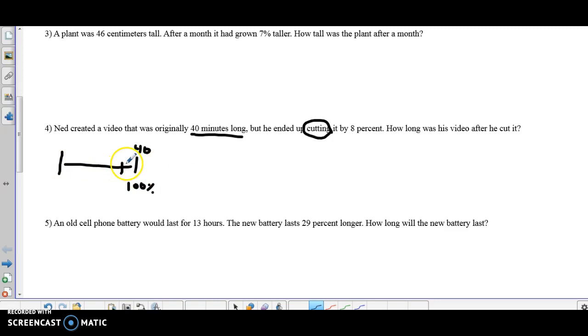So the first thing I could do is figure out what this amount is and then subtract it from the original. So I could take 0.08, because that's 8%, and multiply it times 40. Okay, and then I know that if I set it up like this, 8 times 0 is 0, 8 times 4 is 32, and there are 2 decimal spots, so I'm going to move it over here.